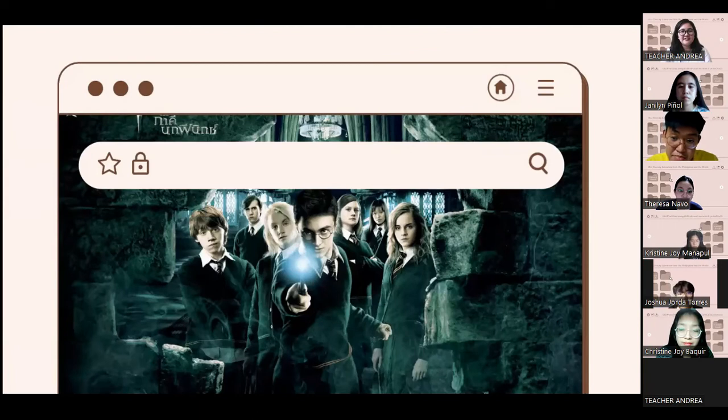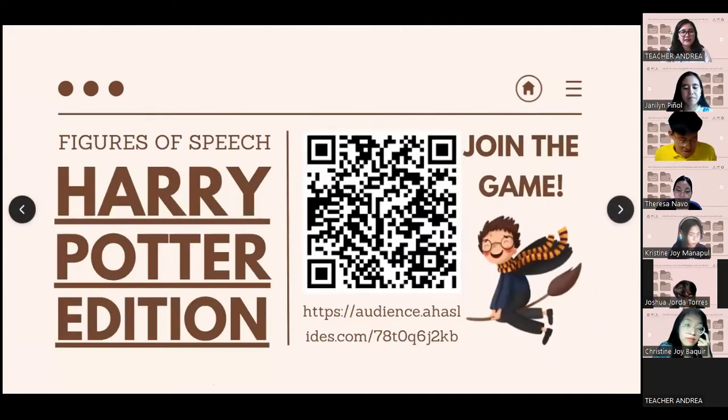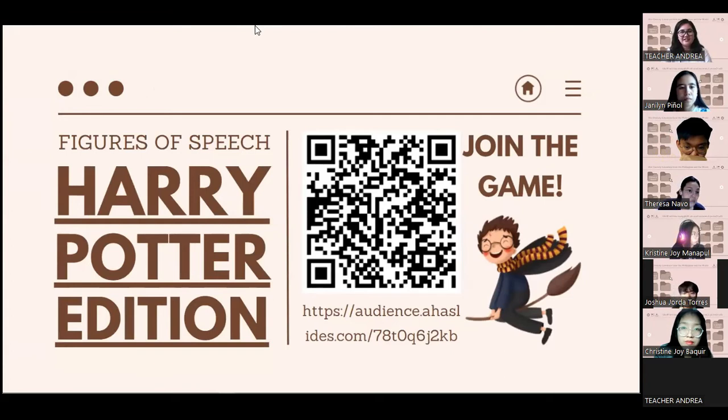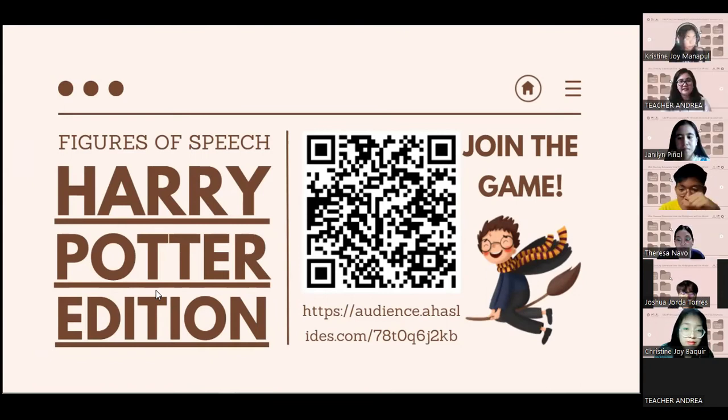So, for our next activity, are you familiar with this picture? Yes, Harry Potter. So what we are going to do is go to this link, which I will be sending in the chat box, to join our game. It's called Figures of Speech Harry Potter Edition. I think all the Potterheads here would enjoy the game. Please raise your hand if you already accessed the link.